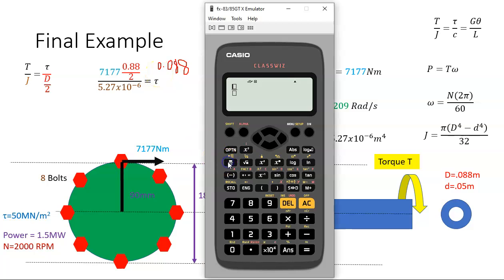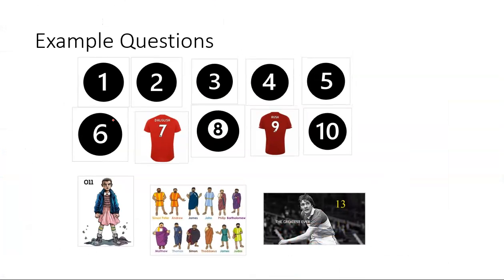Okay, so I'm just going to put those values into my calculator. So it's 7177 multiplied by 0.088 all over 2, and that's over 5.27 by 10 to the power minus 6. And that is 59.9 by 10 to the power 6, which is effectively 60 meganewtons per meter squared. And that's it.